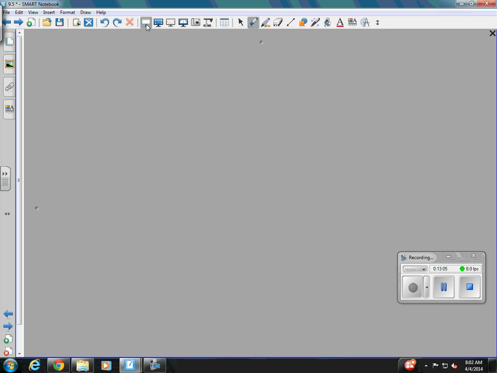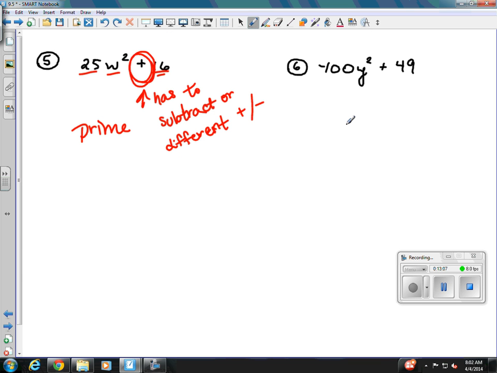So our last example then has negative 100y squared plus 49. Once again, you check first for GCF. 49 can't go into 100 evenly. We don't have any factors of 49 that can go into 100. 100 is a perfect square. Y is just being squared. 49 is a perfect square. So we're kind of thinking it's a DOS, but once again, it has a plus sign. What makes this one different from the last one, though, is that 100 is a negative.